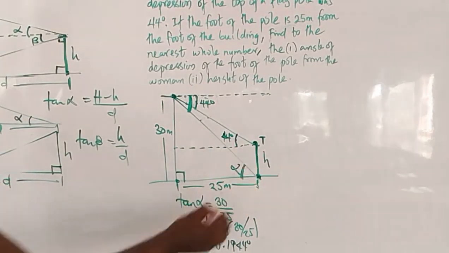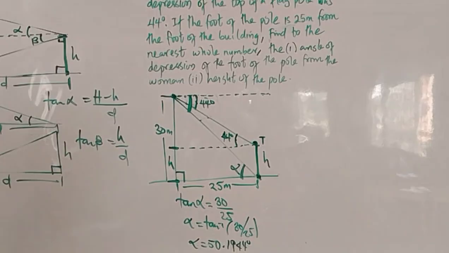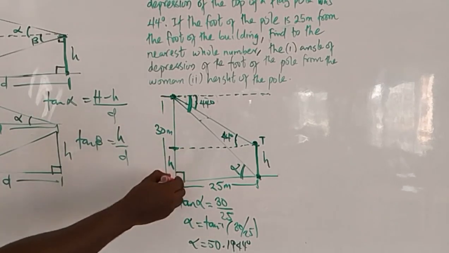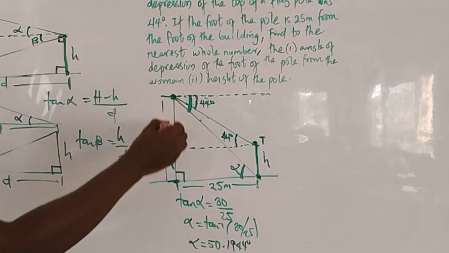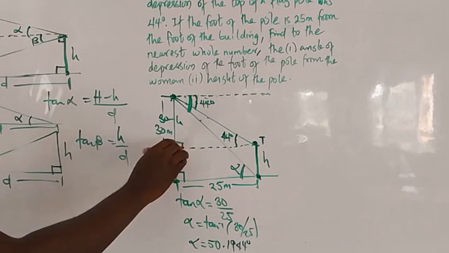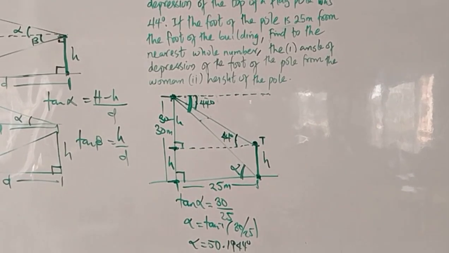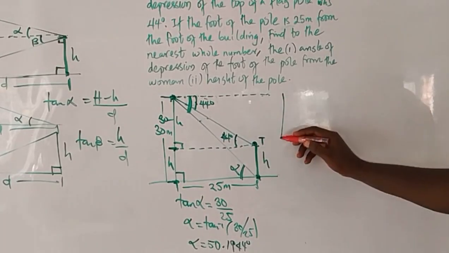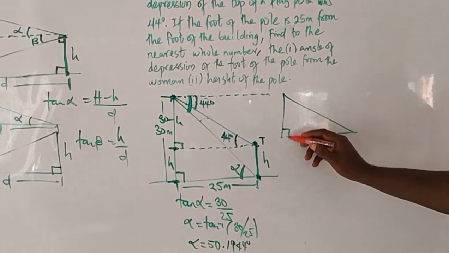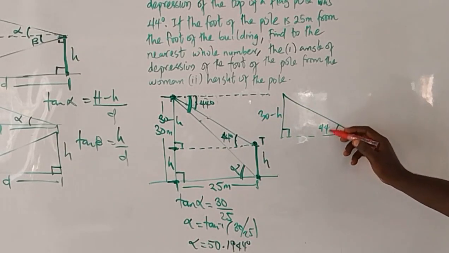If from here to here is h, definitely from here to here is also h. Now, if from here to here is 30, and from here to here is h, what will be from here to this point? Then you get 30 minus h. This is also 90 degrees. So we have another right angle triangle. Let's draw out the right angle triangle. We have this, and we have this. 30 minus h, 44 degrees.